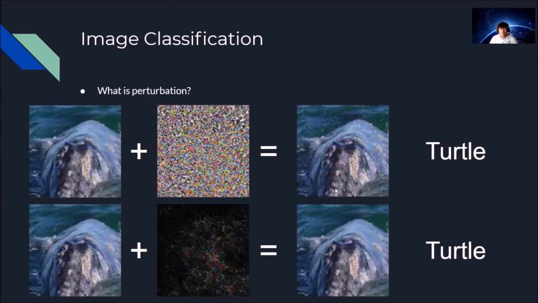A perturbation, simply put, is a mask that is applied on the images in order to deceive the deep neural network. So as shown in the example above, a whale with some noise overlay on it will produce an image that's only slightly different, but the deep neural network classifies it as a turtle.